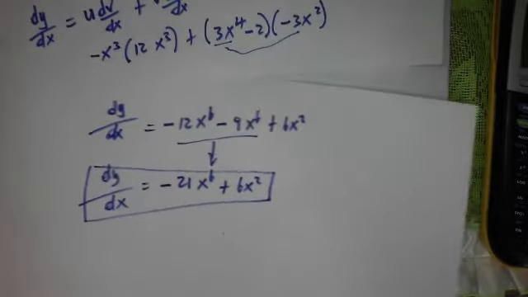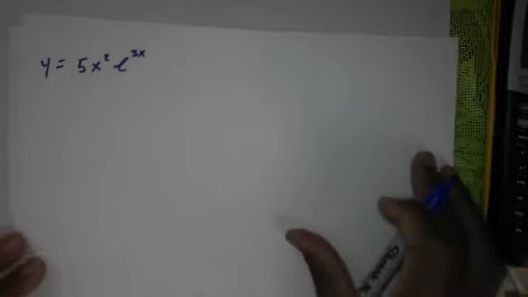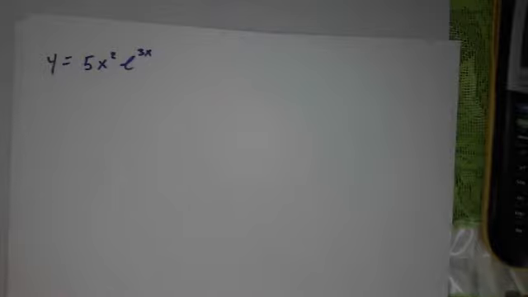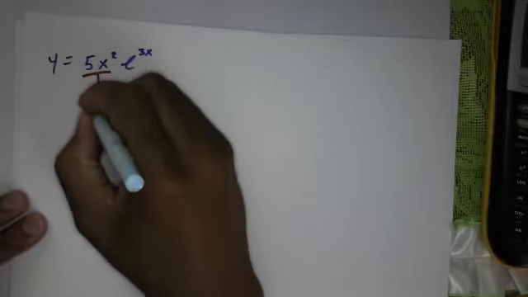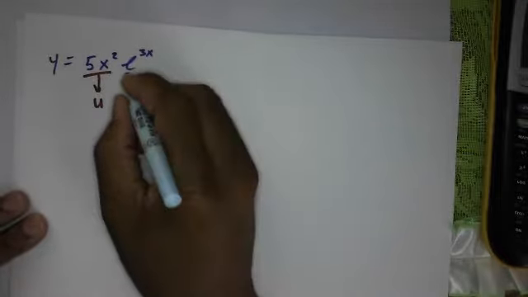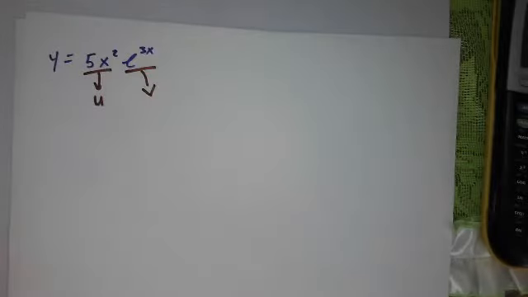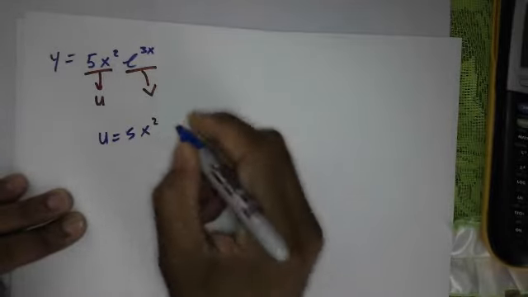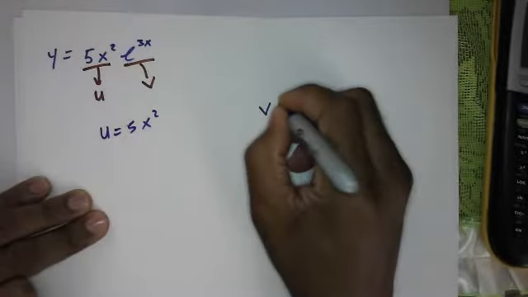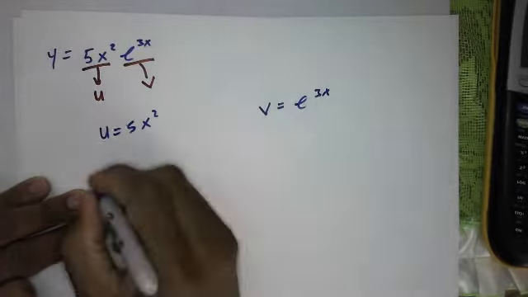Okay? Alright. Let's look at example 2. Here we are. It says y equals 5x squared e to the 3x. So here is one function. So this part we can call u. Okay? And this part we call v. Alright? So here we are. So u equals 5x squared and v equals e to the 3x.